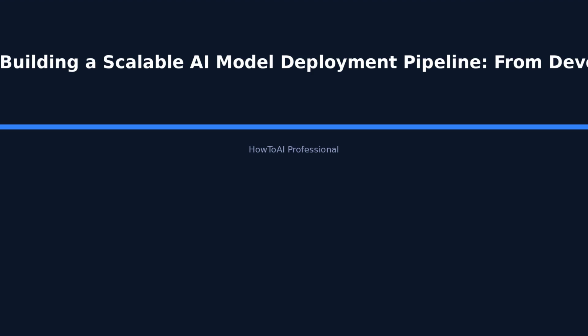Today, we're diving into a topic that is crucial for anyone interested in artificial intelligence and machine learning: building a scalable AI model deployment pipeline, from development to production. In today's fast-paced tech landscape, developing a robust AI model is only half the battle. The other half is ensuring that model can be deployed and scaled effectively.